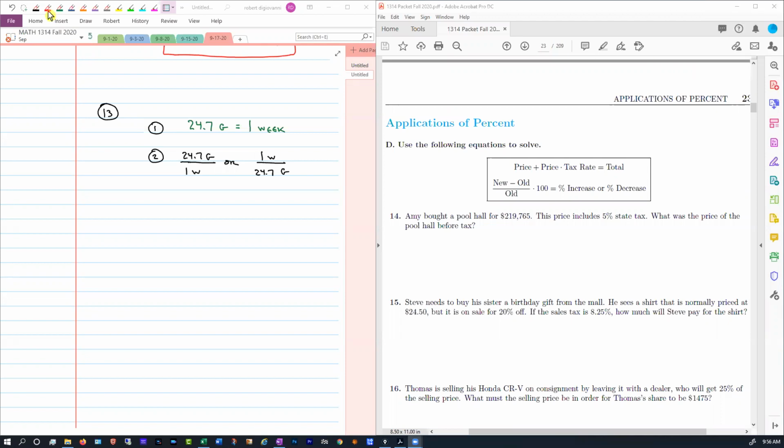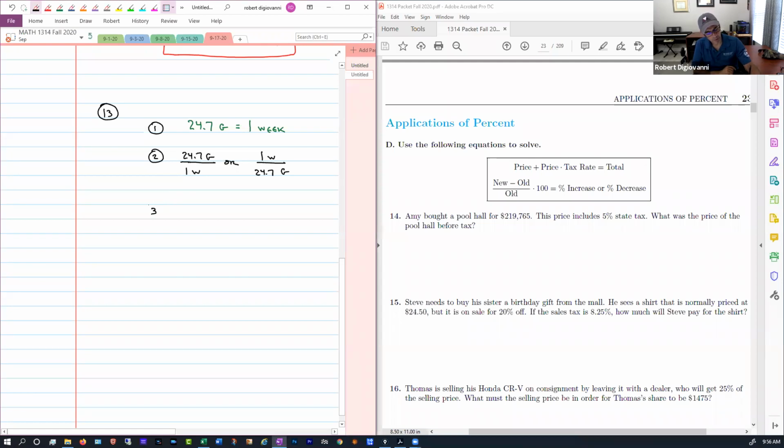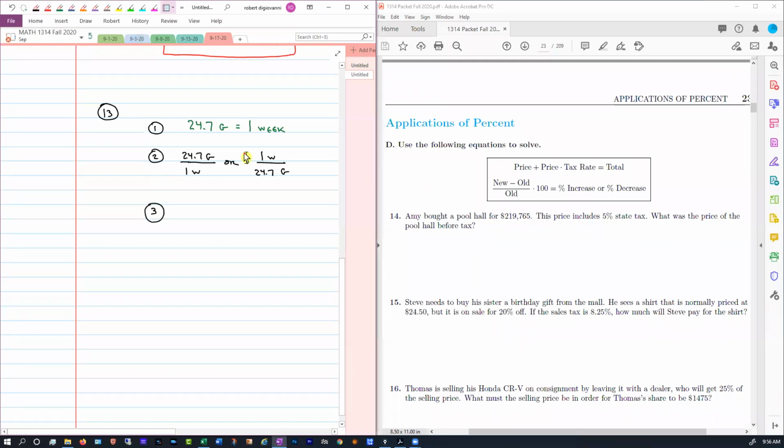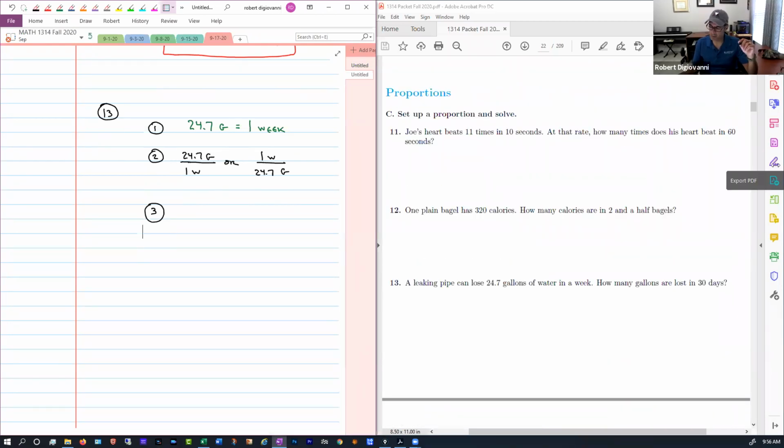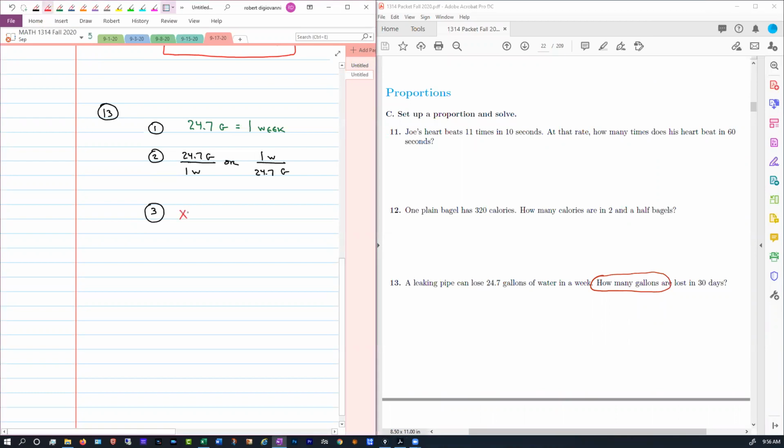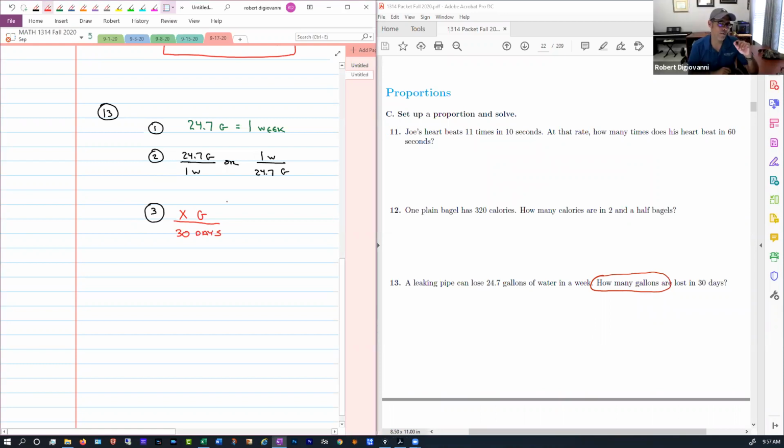Yeah, so on step 3, right, you're going to put down what you're looking for. We were looking for how many gallons are lost. So Lauren, you put something like X gallons, is that correct? Yeah, I put X gallons over 30 days, and then I switched the 1 week to 7 days just so it'll match. Yeah, so here is the first time that we've had units that don't match. What's given to us talks about weeks, right? What happens in 1 week?